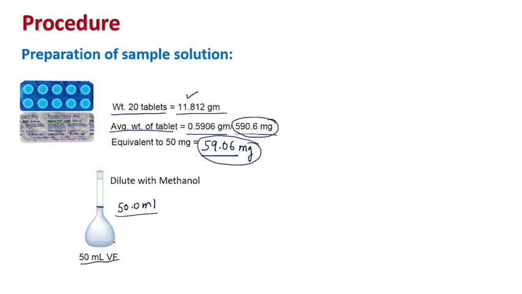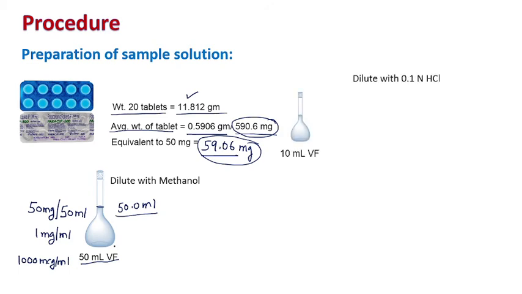Okay, so here the concentration of this particular flask will be how much drug theoretically is present in this 50 mg. So 50 mg is present per 50 ml, so the concentration will be 1 mg per ml, right? In other words, we can convert mg into micrograms. So 1 mg is equivalent to 1000 micrograms, right? So I can write 1000 micrograms per ml is the concentration of this particular flask. Now I will proceed for further dilutions.